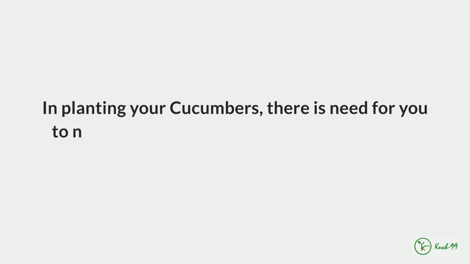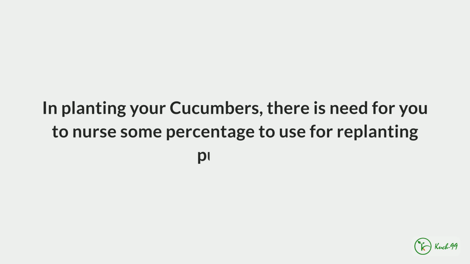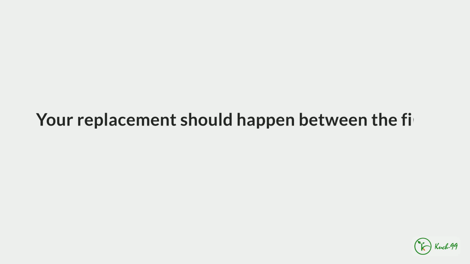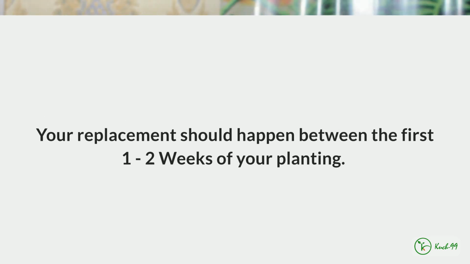And secondly, in planting your cucumbers, there's also need for you to note some of that 2% or 3% or 1% that you use to replant in case of pests like grasshopper, natural occurrences causing some of them not to germinate or causing some of them to die when they germinate. Your replacement should happen between the first 1 week to 2 weeks of your planting, so that your plant can be old enough for transplanting.